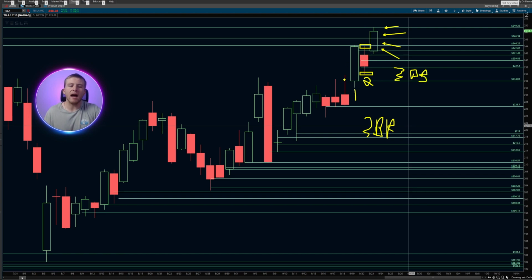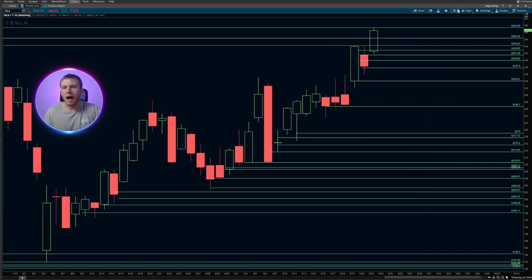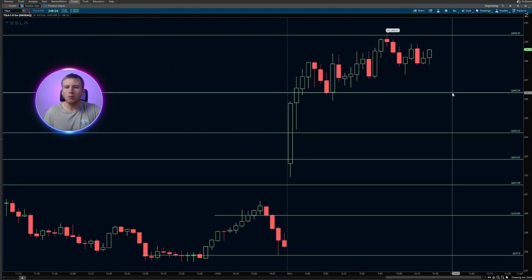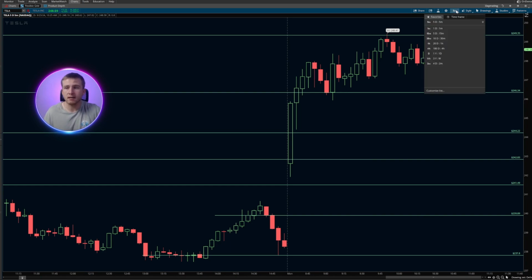So once we've identified this, then what do we go into? Now we're going into shorter time frame entries. How can we find a 2-minute and a 5-minute entry within this pattern right here?